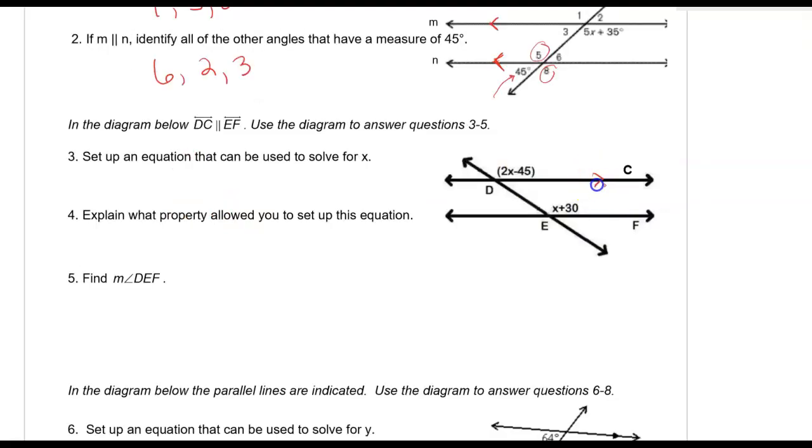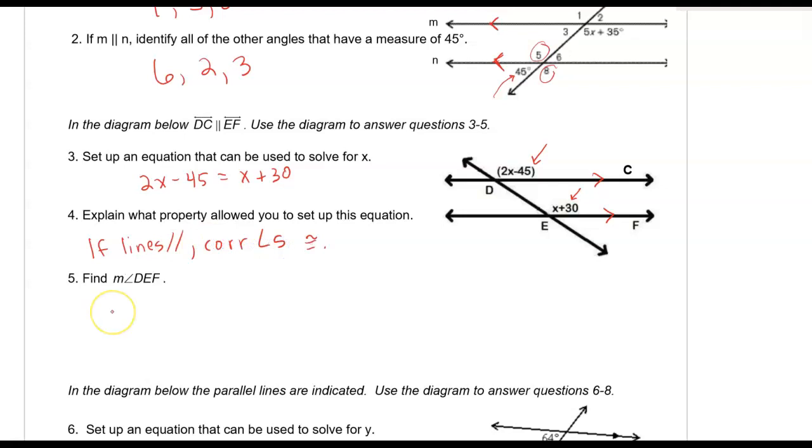Line DC is parallel to line EF, so mark the diagram. Set up an equation that can be used to solve for x. The angle marked with 2x minus 45 is a corresponding angle to x plus 30. That means they are congruent. So you can set up 2x minus 45 equals x plus 30. We write, if lines parallel, corresponding angles congruent.